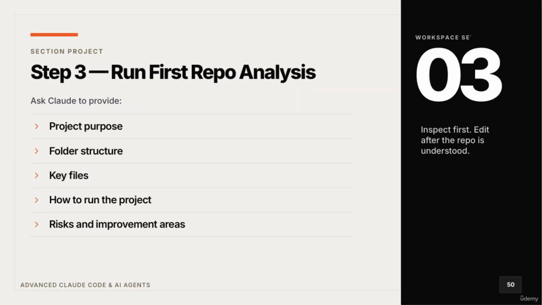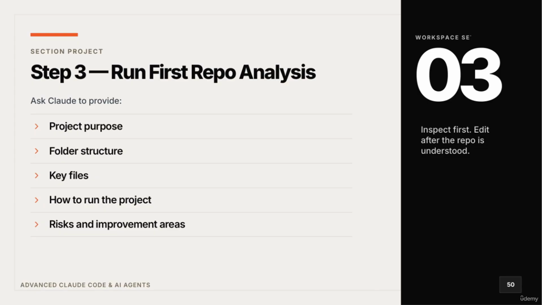Now we're focusing on step 3, which is running the first repository analysis. At this stage, we want to ask Claude to provide several key pieces of information to understand the project thoroughly. First, we need the project purpose, which will give us the overall goal and context of what the repository is meant to achieve. Next, we want a clear overview of the folder structure, so we know how the code and resources are organized.